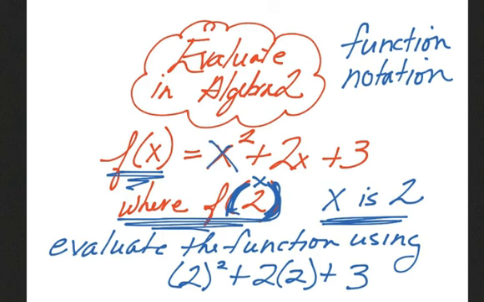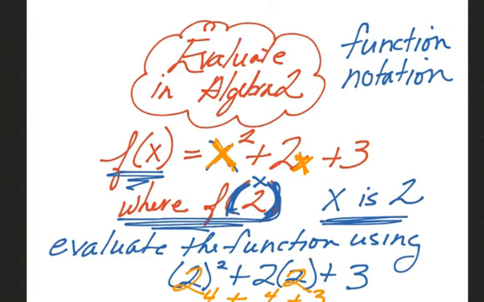because everywhere there was an x, we put a 2. Everywhere there was an x, we put a 2. And now we just add up the pieces. So 2 squared is 4, and 2 times 2 is 4. All right, and if we add all those up, we get 11.